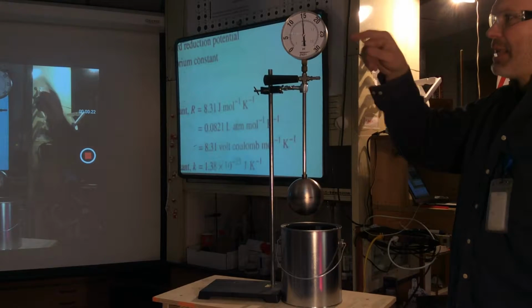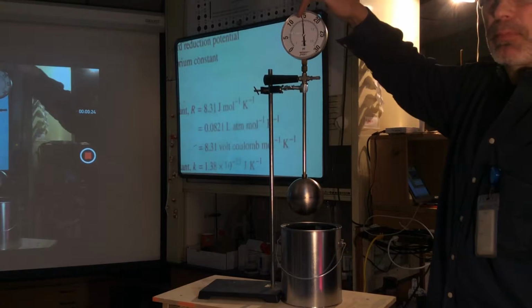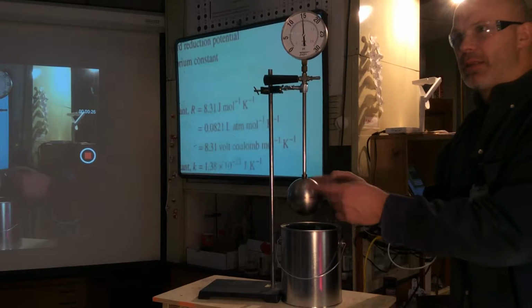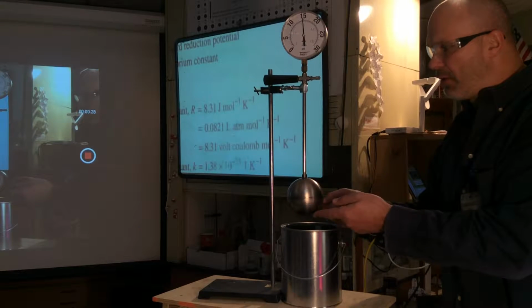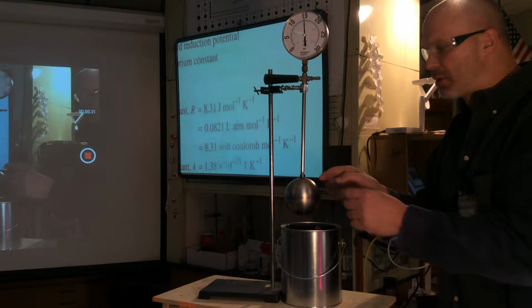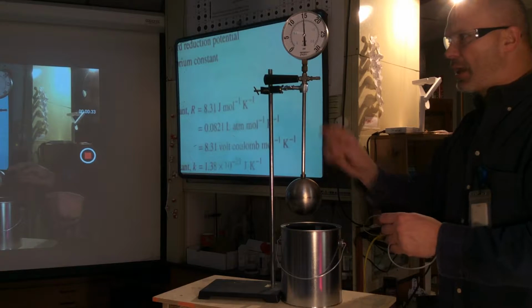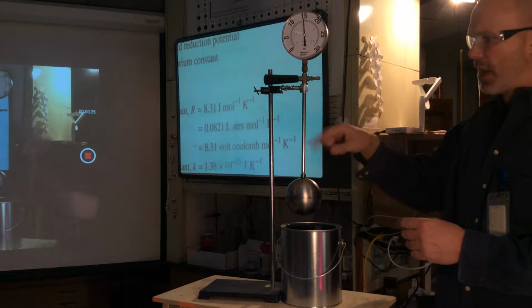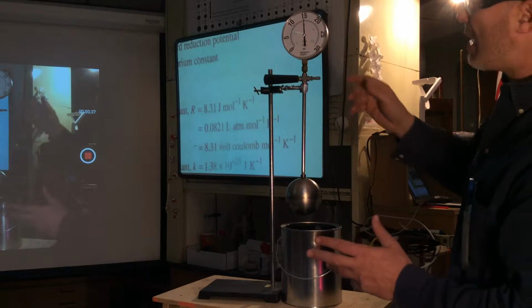But this is not gauge pressure, so this is actually reading the pressure of the air that's in this sphere. This is a steel sphere, so we've got a fixed volume. We have a certain number of moles of gas, and I just opened it up and exchanged the air with the atmosphere, so I'm reading the atmospheric pressure.